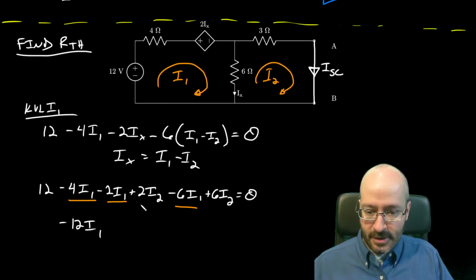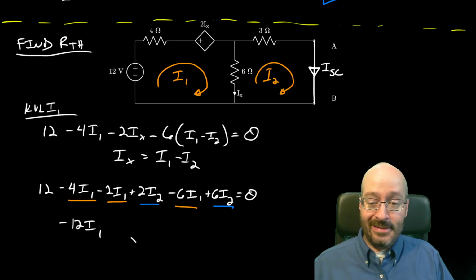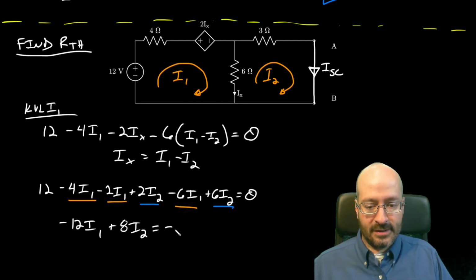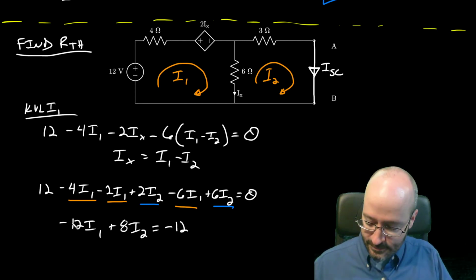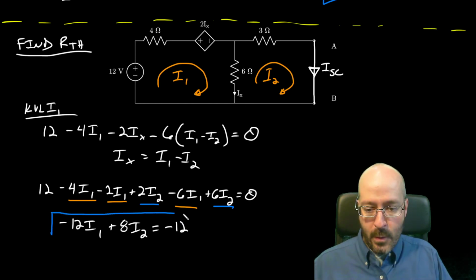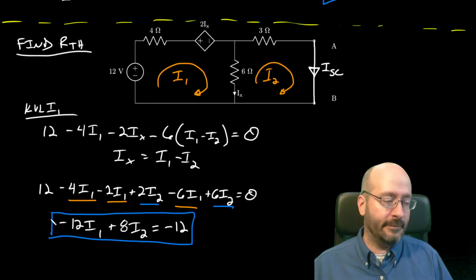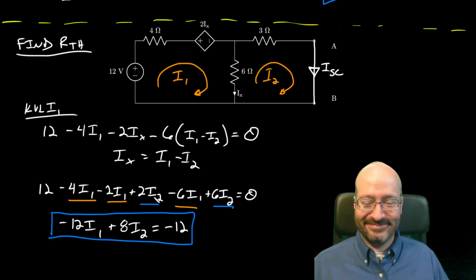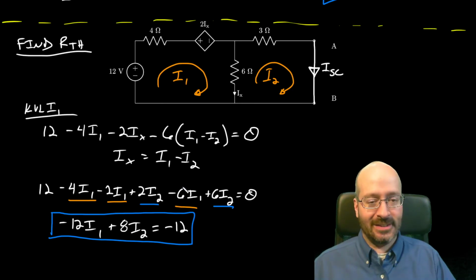And then what do we have for I2? We've got positive 2 and positive 6, so that's positive 8 I2. All right. That 12 needs to move over to the right-hand side, so it is negative 12. Whew. One done. Not too long, right? The shortcut's a lot nicer.